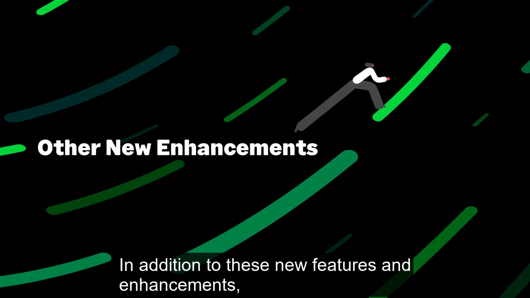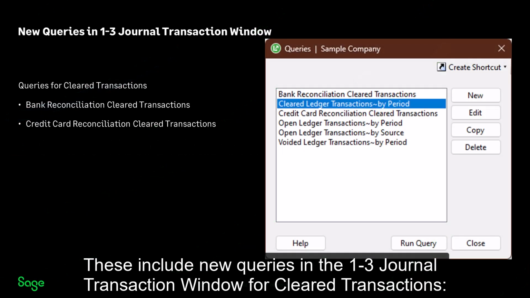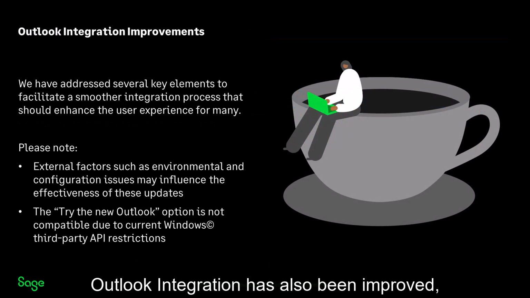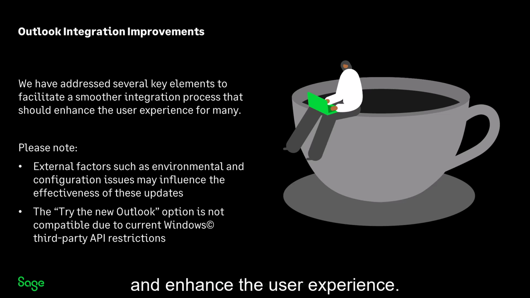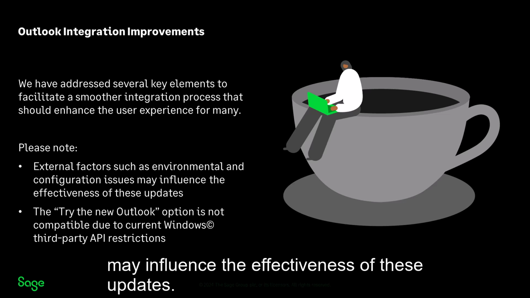In addition to these new features and enhancements, there are also other new enhancements in Release 26.1. These include new queries in the 1.3 Journal Transaction window for cleared transactions, bank reconciliation cleared transactions, and credit card reconciliation cleared transactions. Outlook integration has also been improved, with several key elements addressed to facilitate a smoother integration process and enhance the user experience. However, external factors such as environmental and configuration issues may influence the effectiveness of these updates.